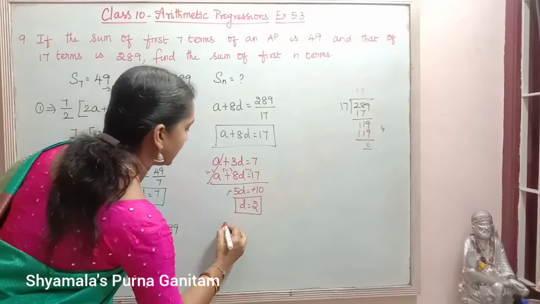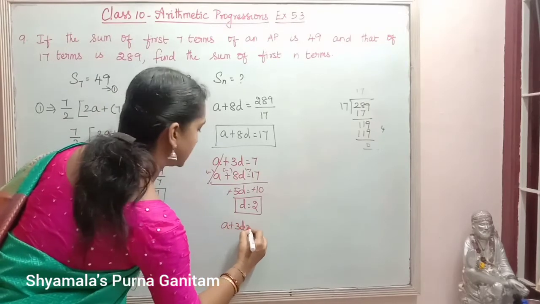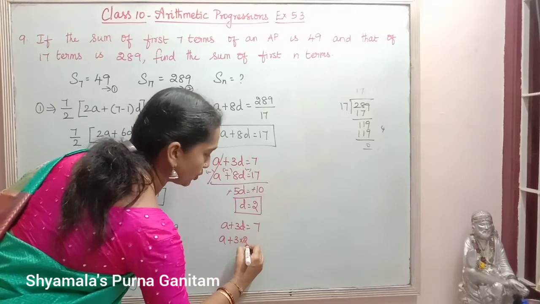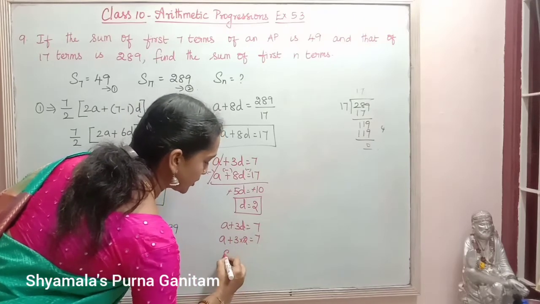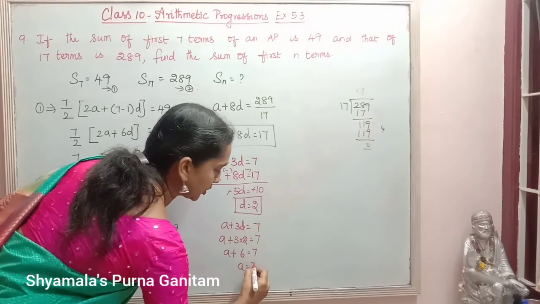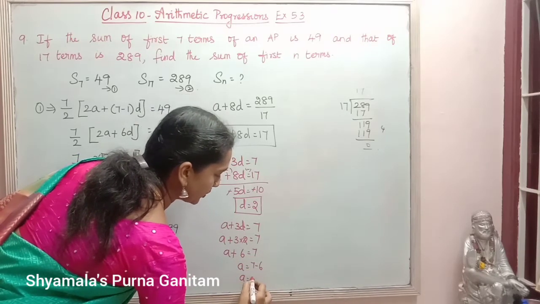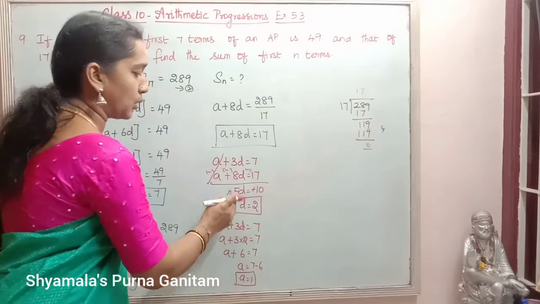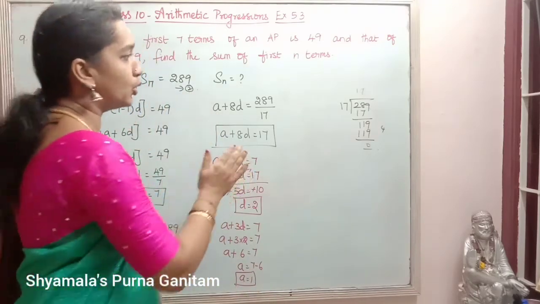Then a plus 3d is equal to 7, so a plus 3 into 2 is equal to 7. So a plus 6 is equal to 7, a is equal to 7 minus 6, so we get a is equal to 1. So a is equal to 1 and d is equal to 2, we got.